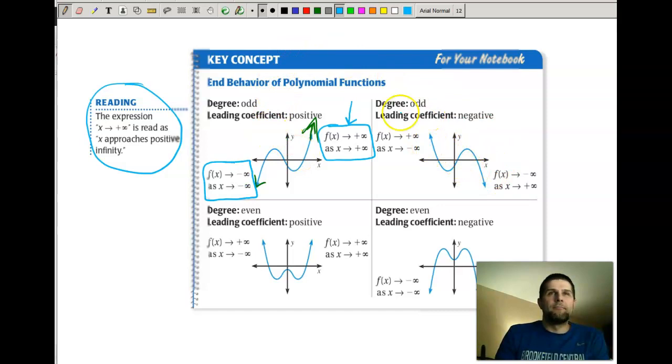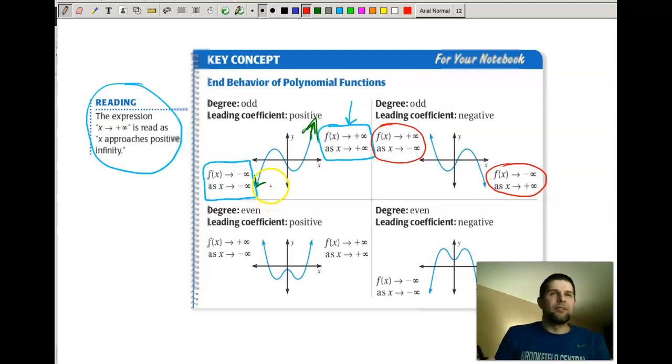If I have an odd degree, but I change the leading number to negative, then it's just flipped. Now I'm going up and to the left and down and to the right, okay? Or the formal way to say things, right? You're going to have to learn that notation, okay?